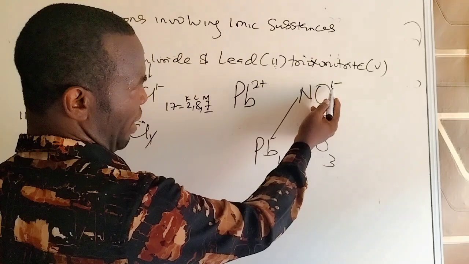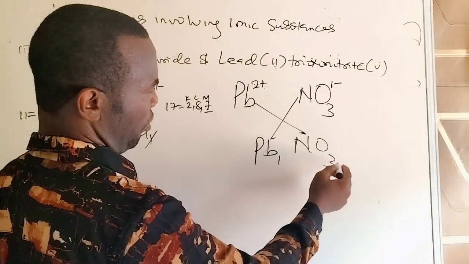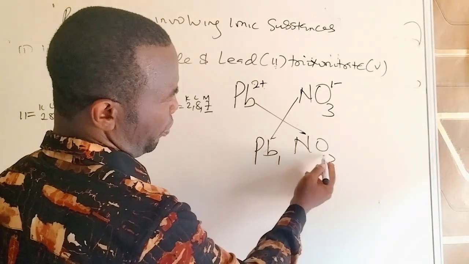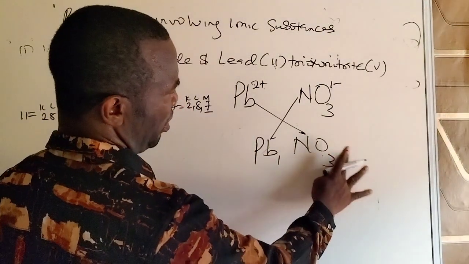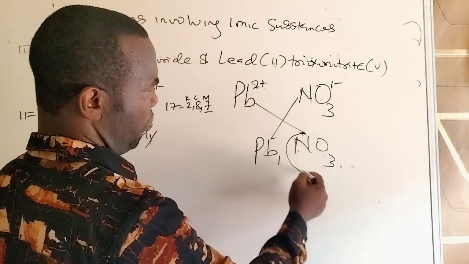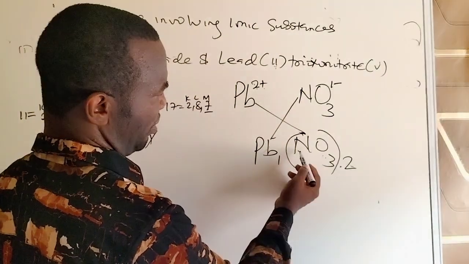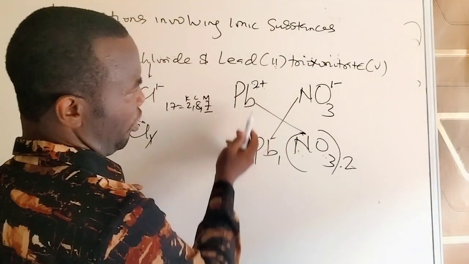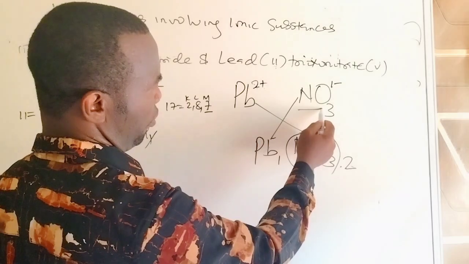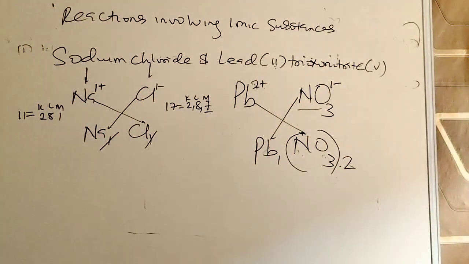No matter what, I'm taking the number, not the charge. This 2 here goes to NO3 because this is a group. You don't go and put 32 here. They are together, NO3. So the 2 belongs to both nitrogen and oxygen, and you use a bracket to show that. When you want to donate a number to a radical, you have to put a bracket before the number comes in. So that's the formula.